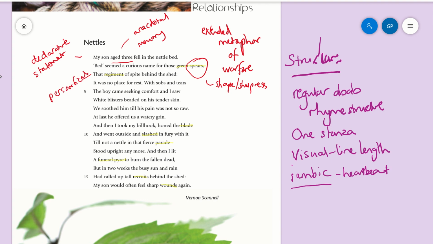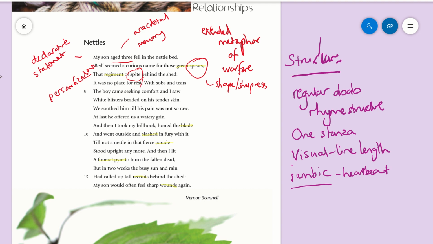It's the fact that the abstract noun "spite" has been turned into a whole regiment. That's how spiteful they seem to be. It gives the nettles a quality as if they're doing this deliberately. "It was no place for rest."